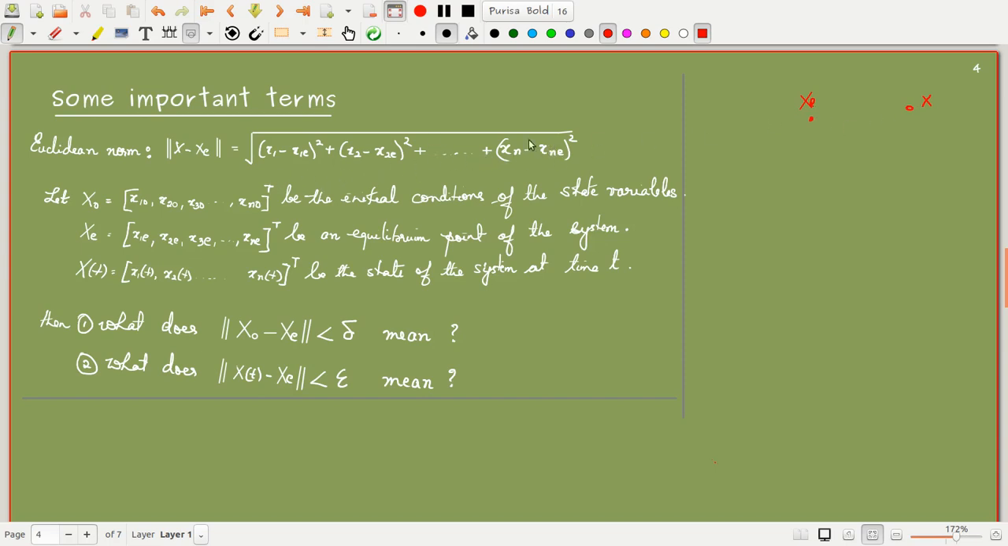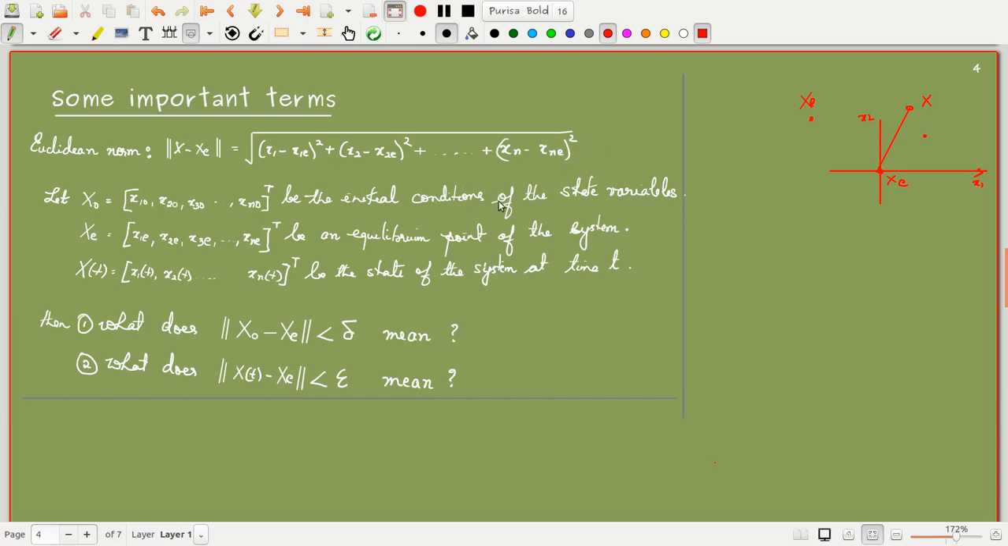So if you consider a second order system, we have x1 x2 axis, and here let us consider 0 0 as the equilibrium point for the system. For some point x in the space, the distance between these 2 points can be taken as the square root of (x1 minus x1e) squared plus (x2 minus x2e) squared. That will give the distance between these 2 points. This is something which you know, but just to give you a recap.